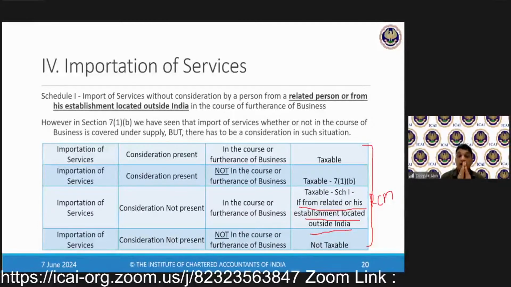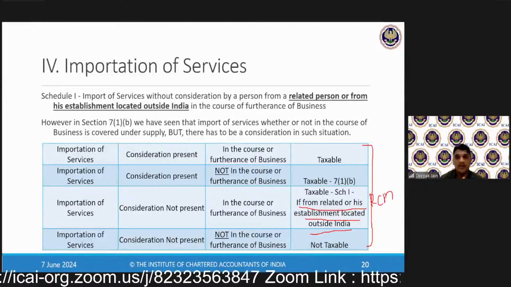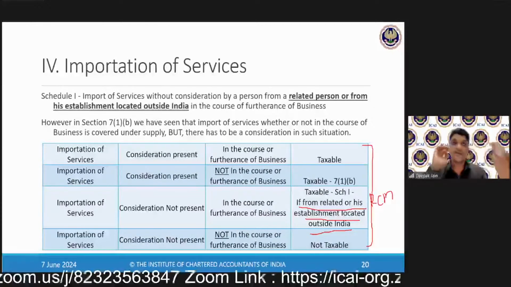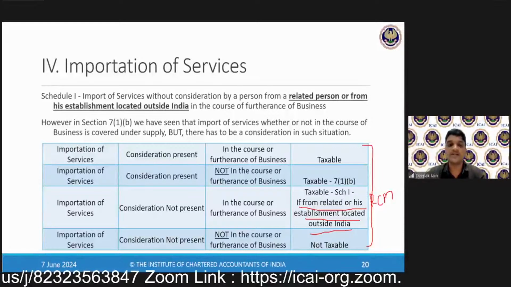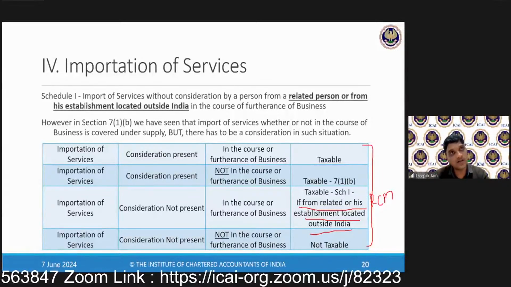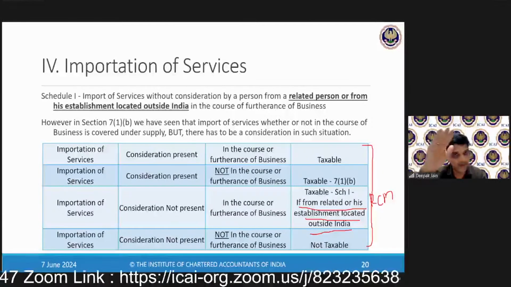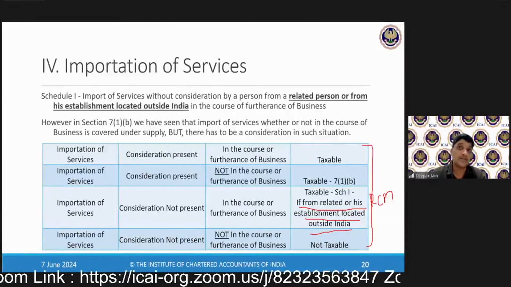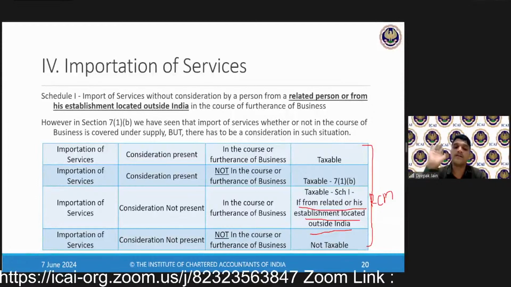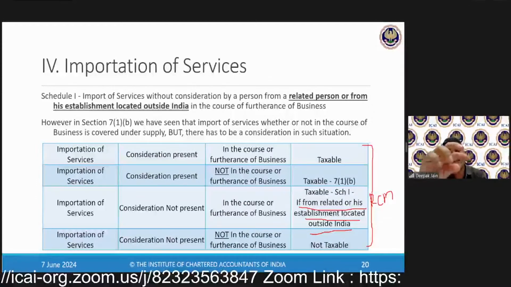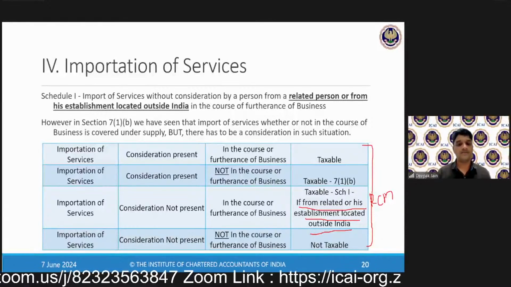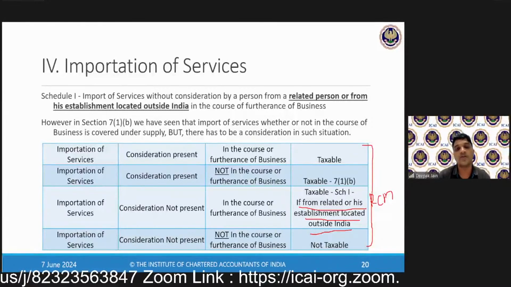So understand this chart very importantly because it's not there in your study material also. Based on the various permutations I've arrived at it. Importation of services, consideration is present, in the course of furtherance of business, taxable. Consideration present, not in the course of business, also taxable because of 7(1)(b). Consideration not present, but in the course of furtherance of business, it will be taxable when it is from a related person itself. And no consideration present, not in the course of business, not taxable. Any doubt on this?